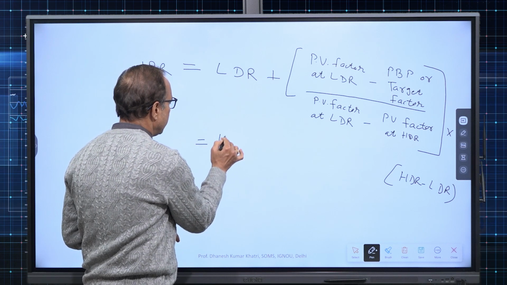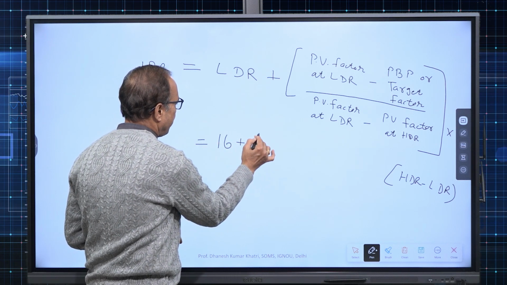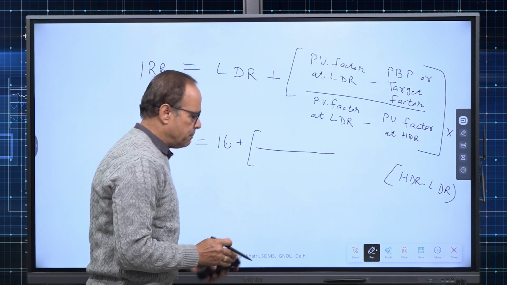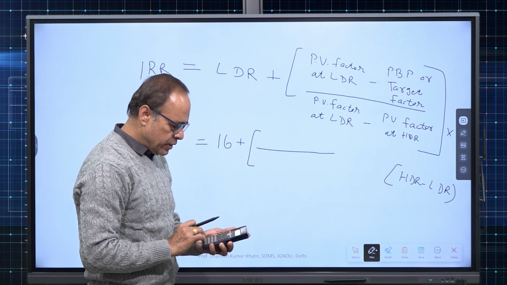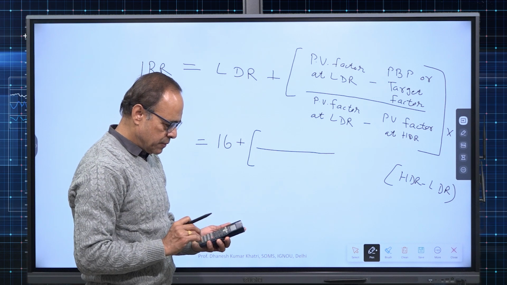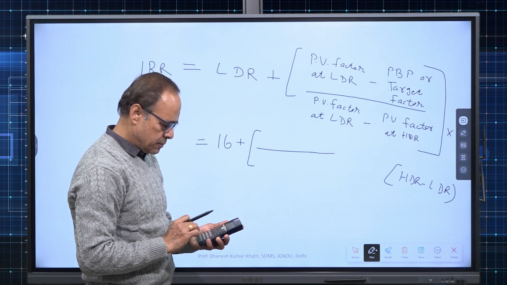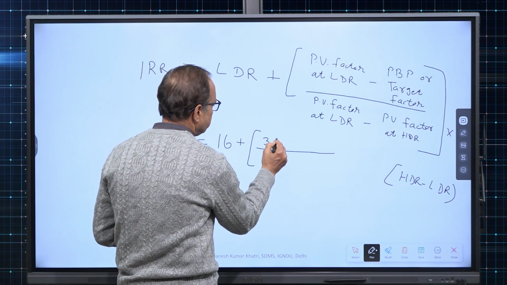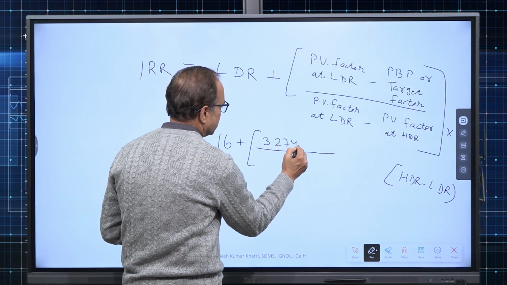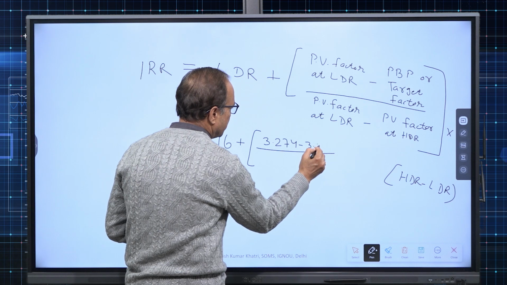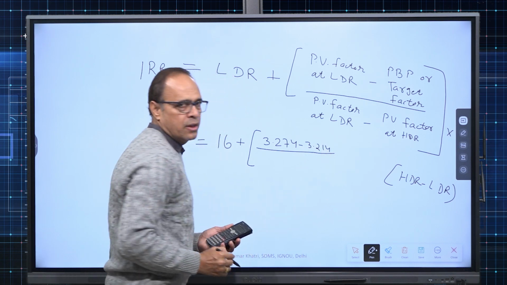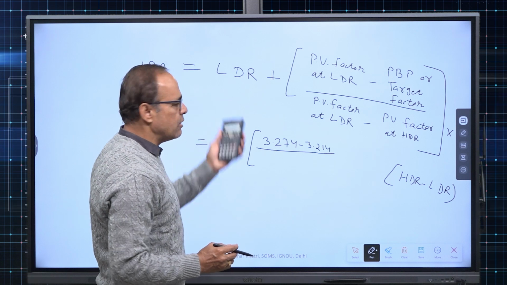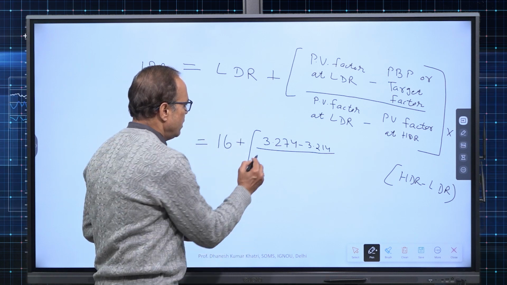Now, in our case, what was there? Lower discount rate was 16%, PV factor at 16%. I hope you remember, I will quickly work it out. 3.274, and our target was 3.214. As you remember, one factor was more than the target, that will be always at lower discount rate.